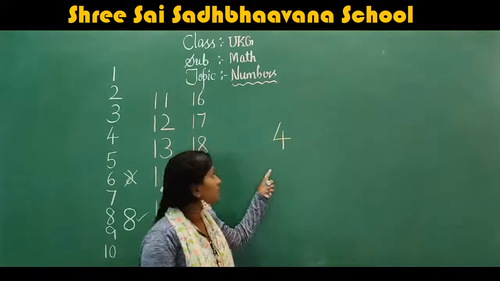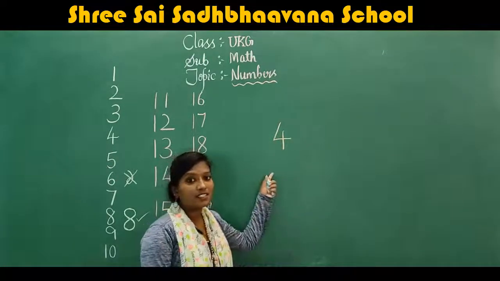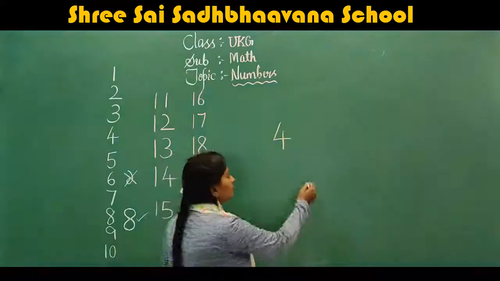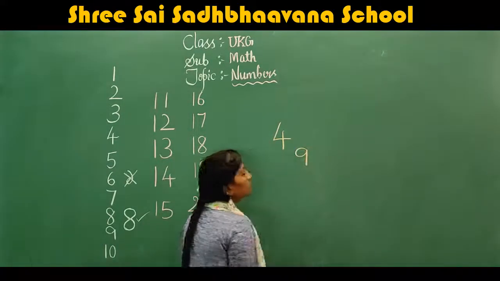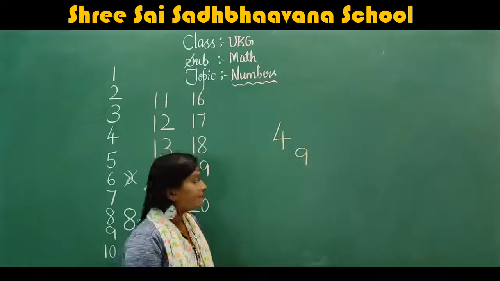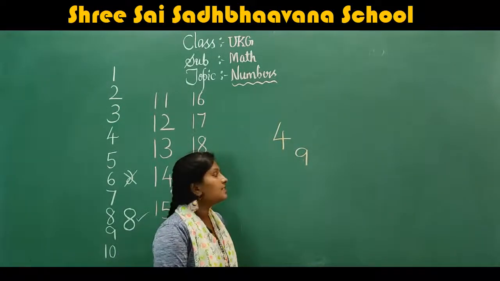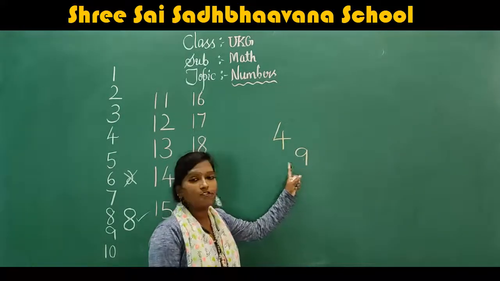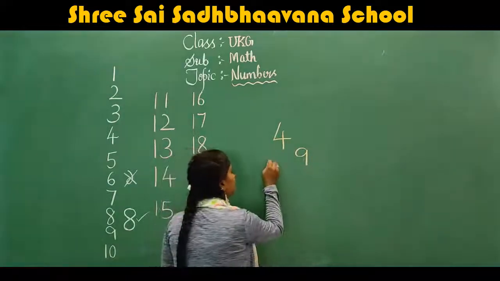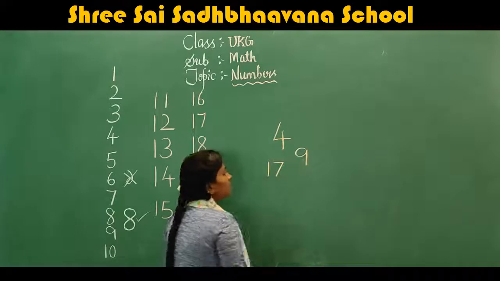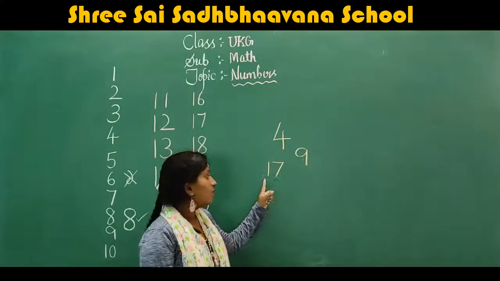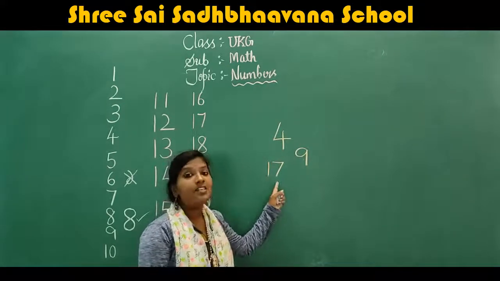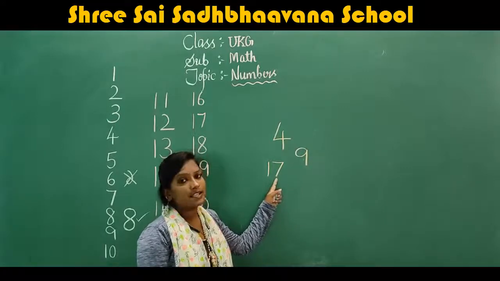Which number is this? See on the board, children. Yes, this is number 4. Which number is this? Yes, this is number 9. After 8, number 9. Right, children? Which number is this? 16? No, that is wrong. 1, 7, 17.